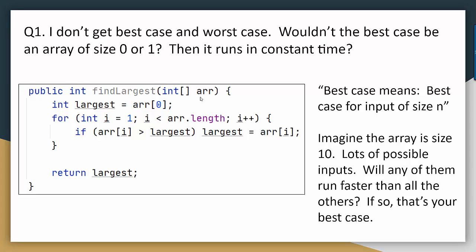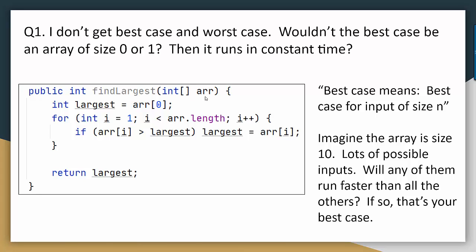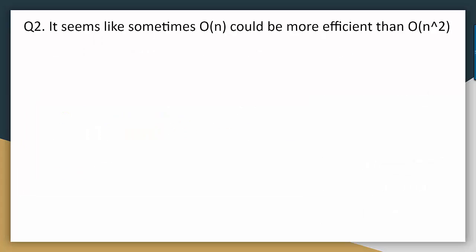For find largest, there is no array that's going to run faster than the others, because no matter what, we have to loop through everything. And so what that tells us is that the best case for this particular algorithm is not going to be different than the worst case, because there is no particular input for a given size that would make this run any faster.